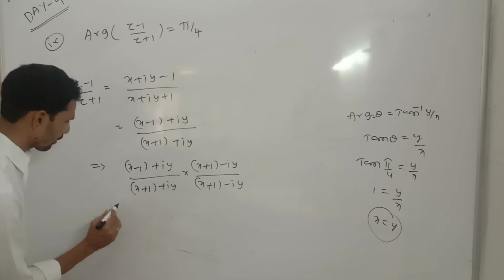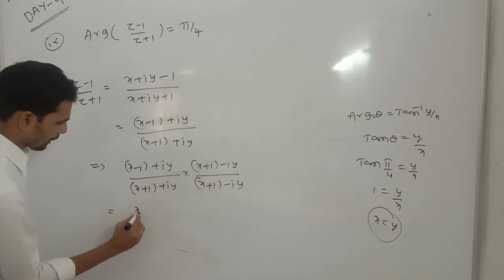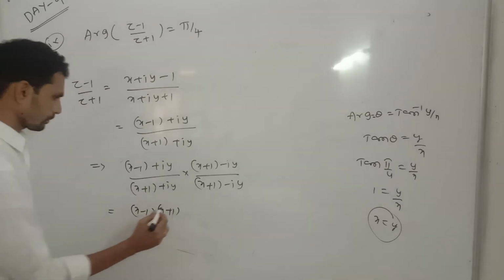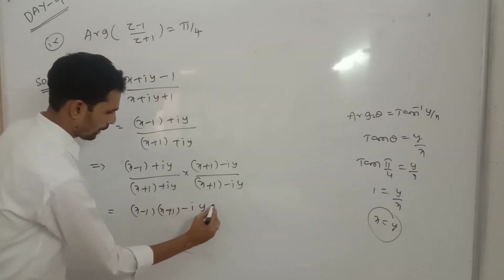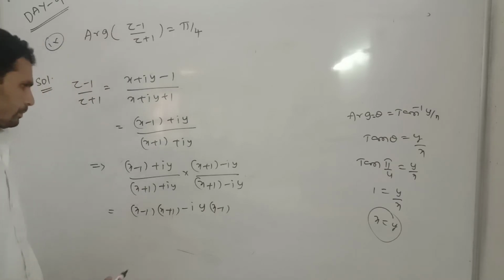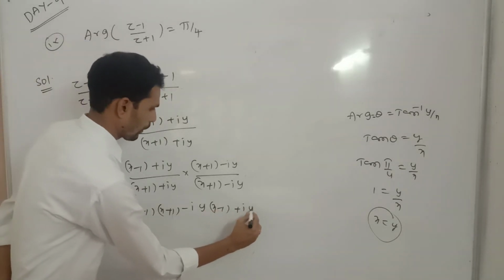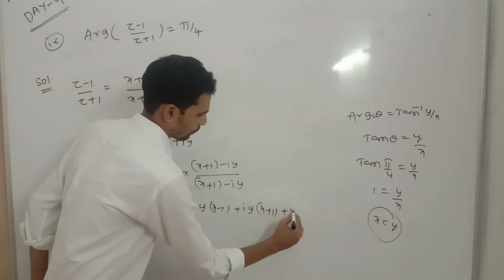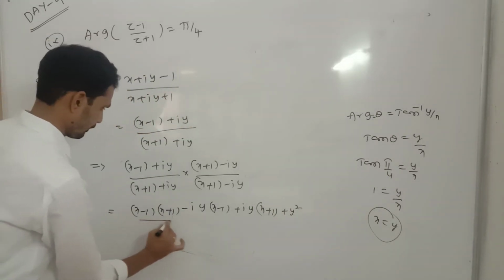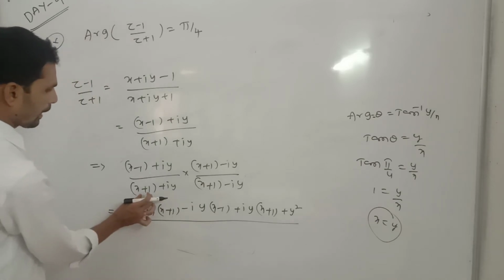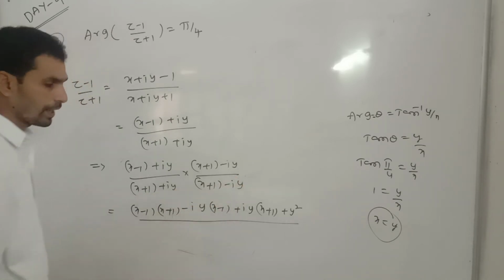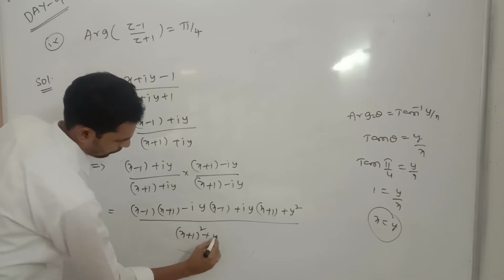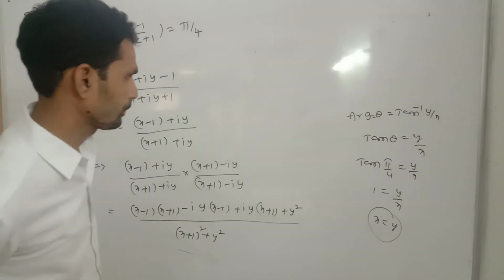Now what is the value here? x minus 1 into x plus 1, plus minus i into y into x minus 1, plus i into y into x plus 1. In the denominator, a plus b into a minus b is a square plus b square, which means x plus 1 whole square plus y square.